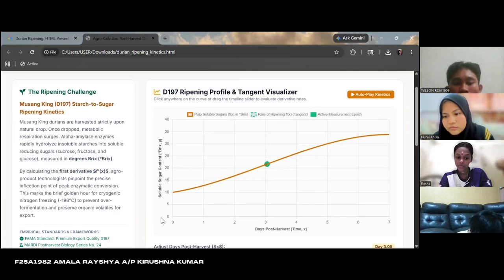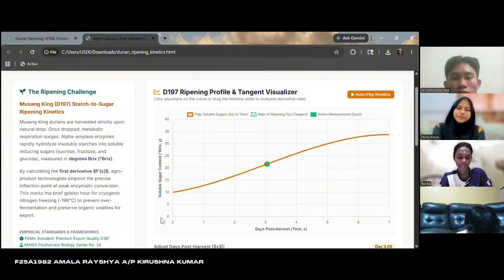So at this time we can pick for our international export. At this time we can export our durians to other countries.